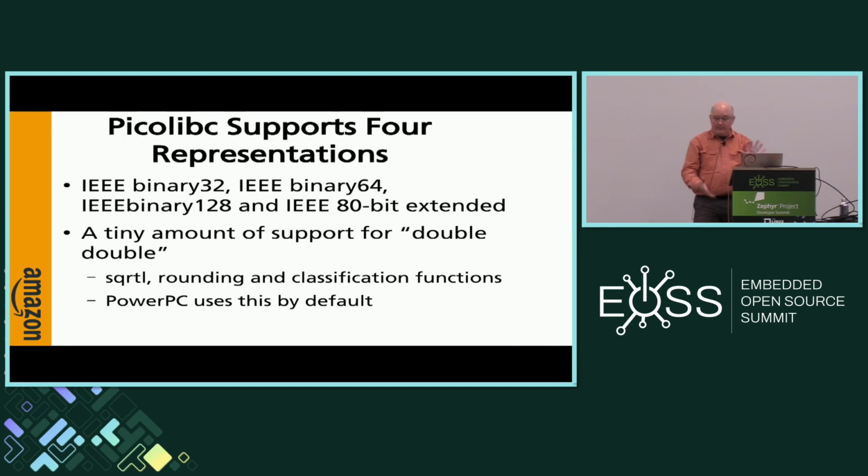So at this point, Picolibc has pretty complete support for all 4 of those data types: 32, 64, 80, and 128. It has a tiny amount of support for double-double. Anybody experience the delights of IBM double-double? Yeah, it's a wacky representation.